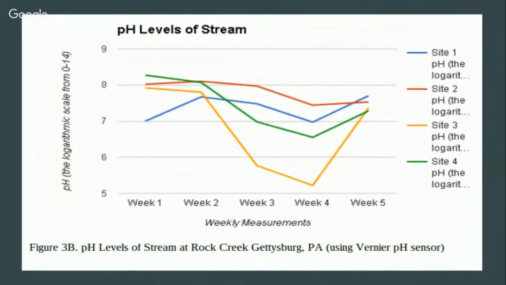This graph shows the pH levels of Rock Creek using the Vernier pH sensor. pH starts off slightly basic but becomes more neutral during the testing period except for Site 3 during week 4.